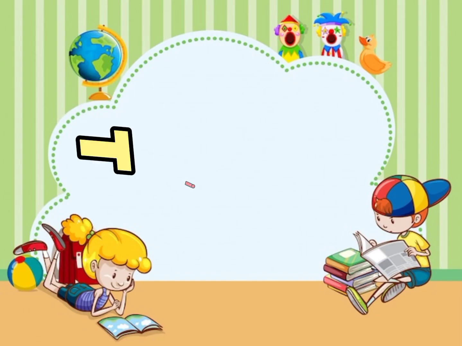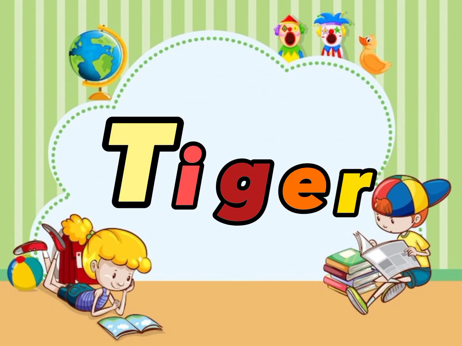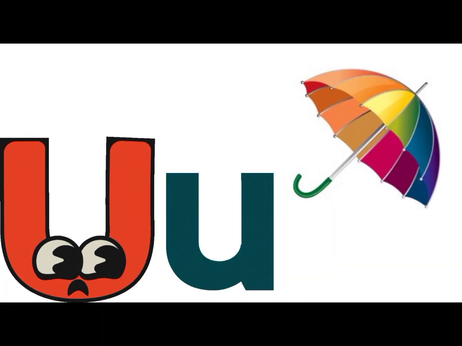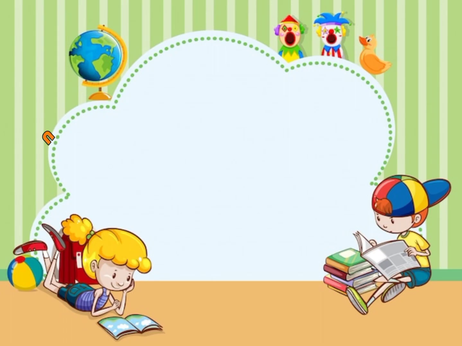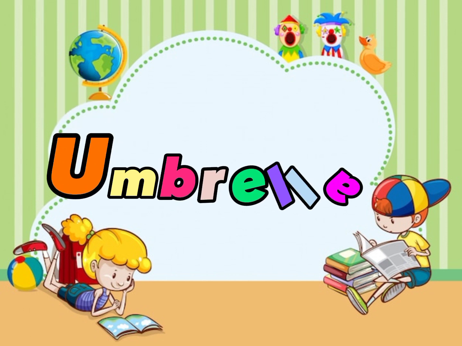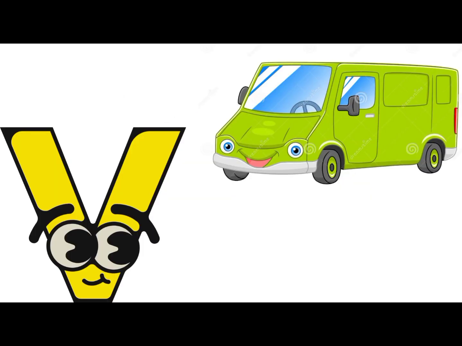Tiger. T-I-G-E-R. Tiger. U is for umbrella. Umbrella. U-M-B-R-E-L-L-A. Umbrella. V is for van.